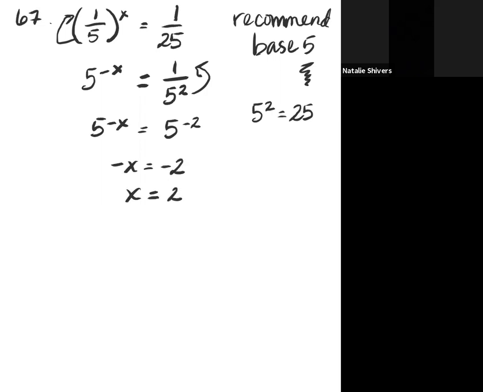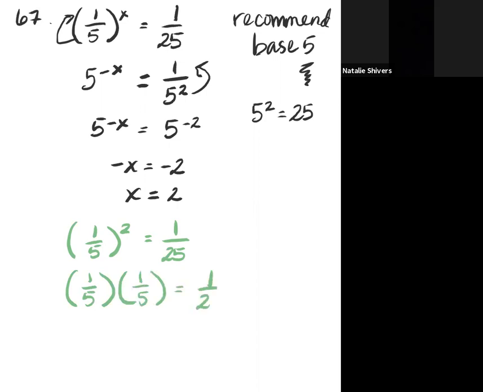And again, I'm going to show you how to check this just because it's really easy. (1/5) squared equals 1 over 25. So if you want (1/5) squared, let's do the super long-winded: 1/5 times 1/5 equals 1 over 25. Very obvious that it's 1 over 25. Check. Perfect. All right.